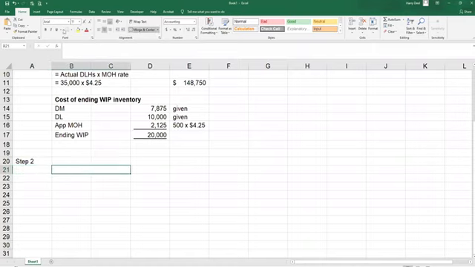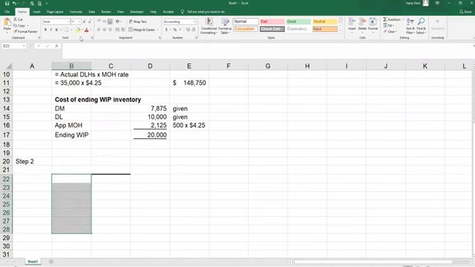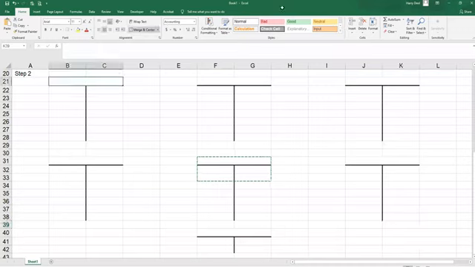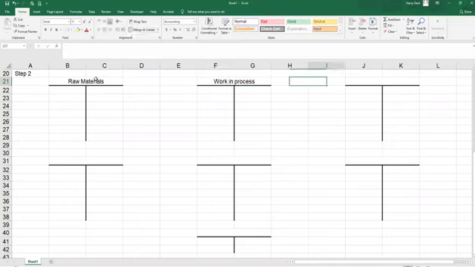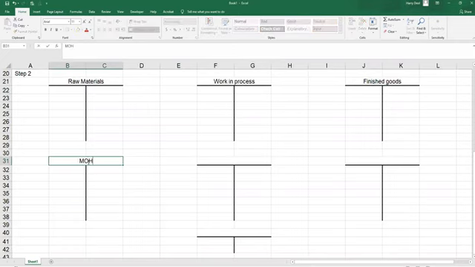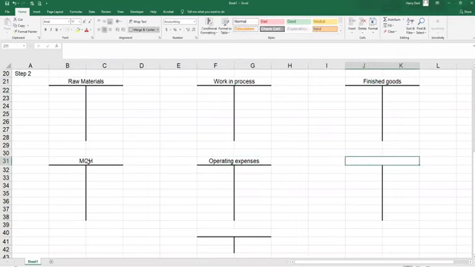So set up the T accounts here. So we've got T accounts set up for raw materials, work in process, finished goods, manufacturing overhead, operating expenses, cost of goods sold, and sales.